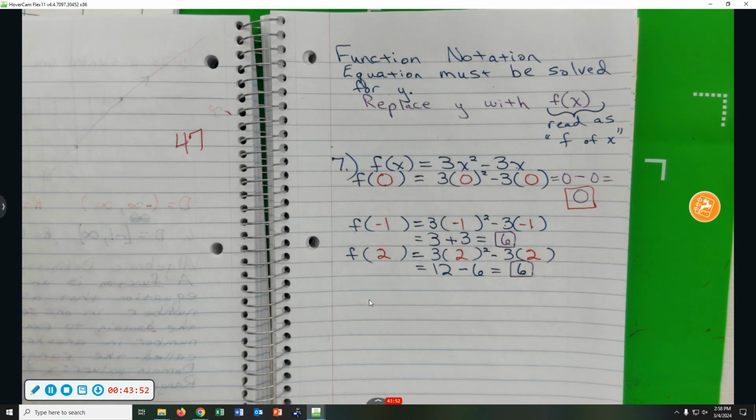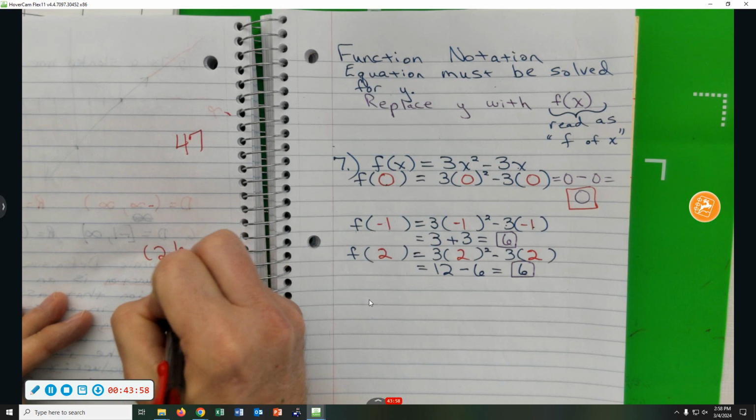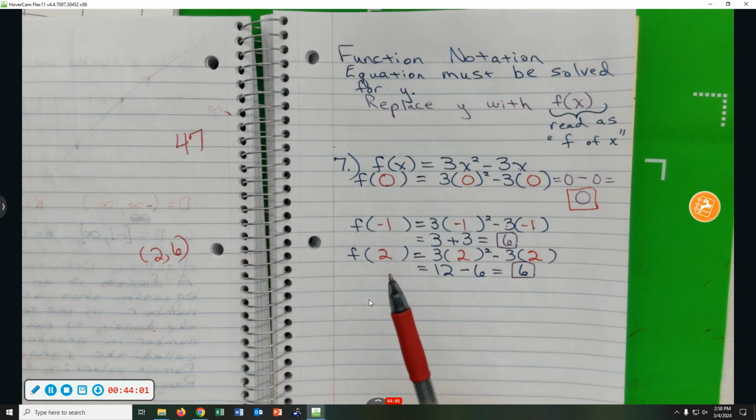They don't ask you to write these as ordered pairs, but realize what you just created is the ordered pair 2, 6. Or in terms of the little arrow thing, 0 is being assigned to 0, negative 1 is being assigned to 6, positive 2 is also being assigned to 6.